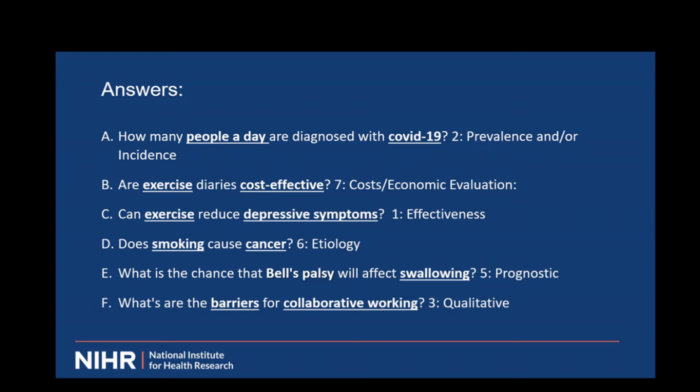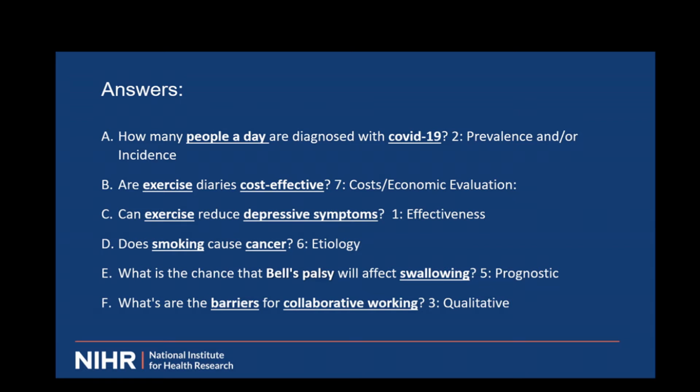So the first question is about populational, so it's about prevalence: how common are the daily cases of COVID-19. This would be prevalence or incidence. In this case, it's incidence because it's the number per day. We'll talk about how you decide if it's prevalence or incidence, and I'll give you some examples later on.